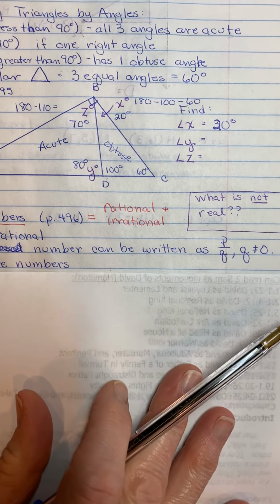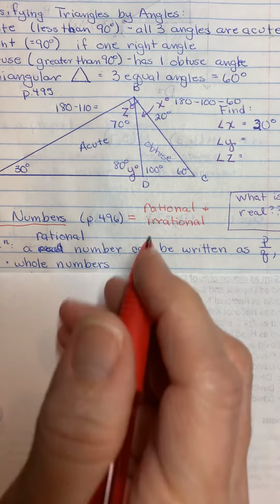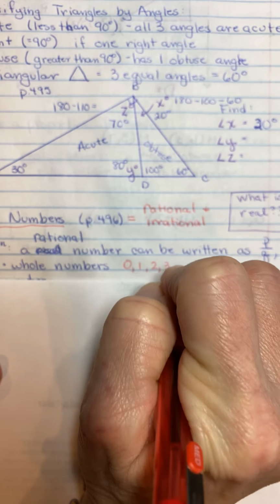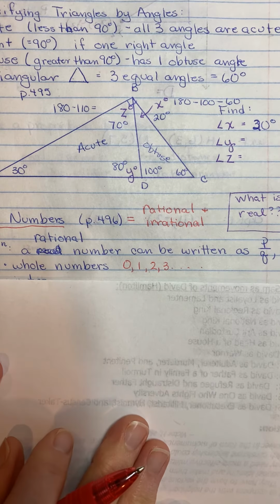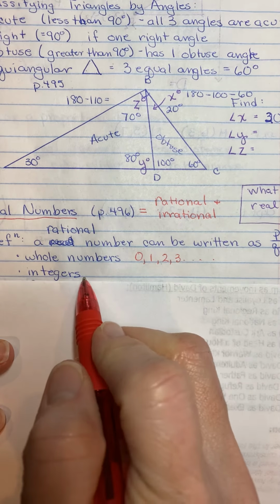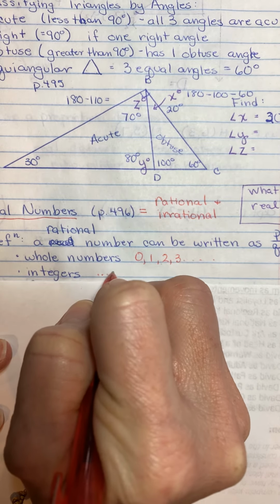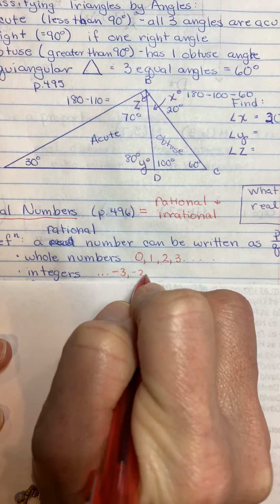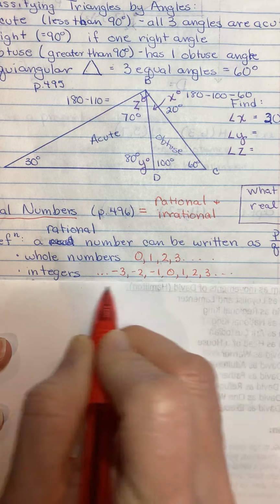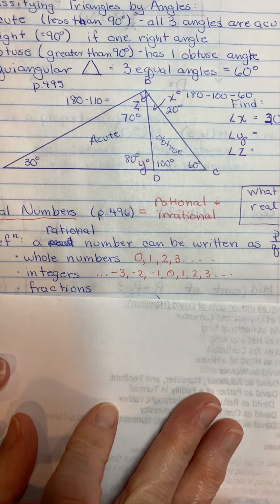So a fraction, what do those numbers look like? Well, you have whole numbers. The first whole number is 0, 1, 2, 3, ... Those are the whole numbers. Rational numbers also include the integers. The integers are the positive and the negative whole numbers. So we could have ... -3, -2, -1, 0, 1, 2, 3, ... It's like a number line. Positive and negative whole numbers, those are the integers.